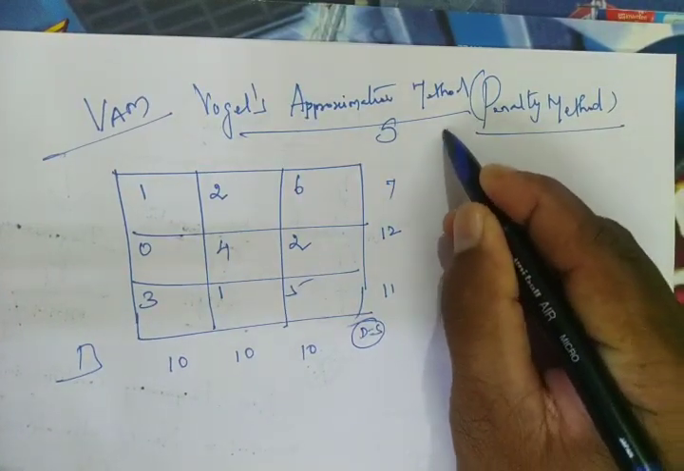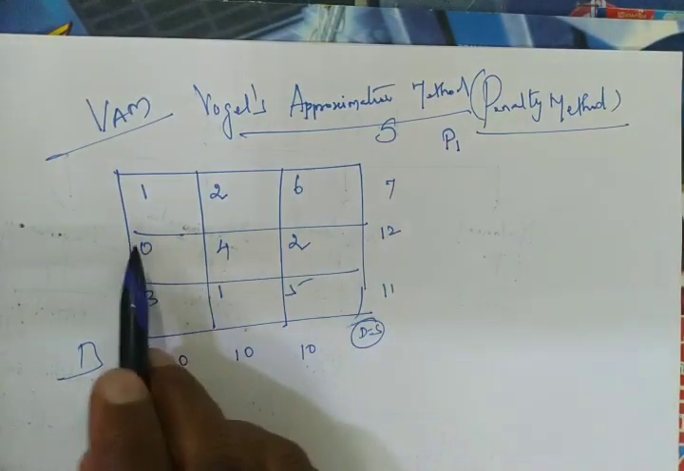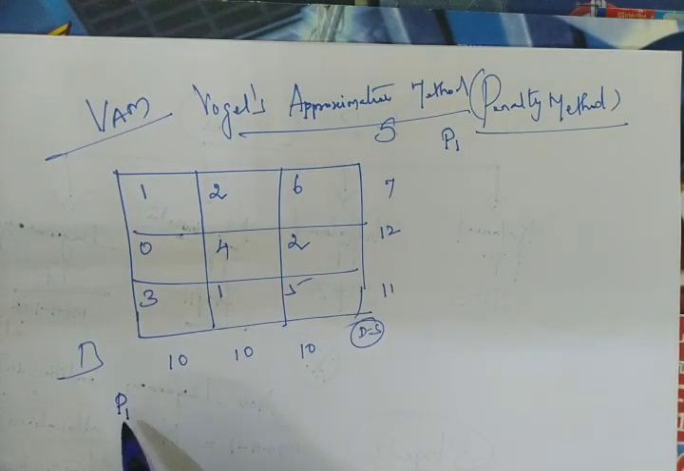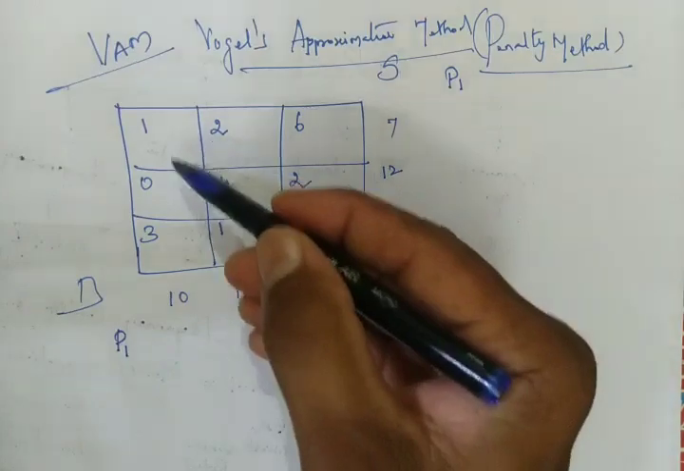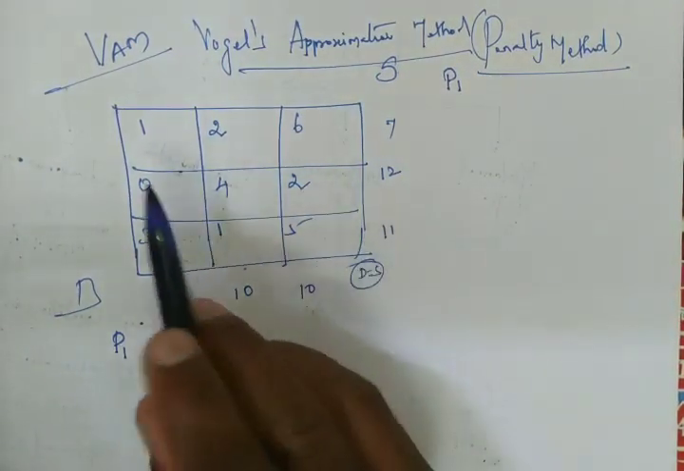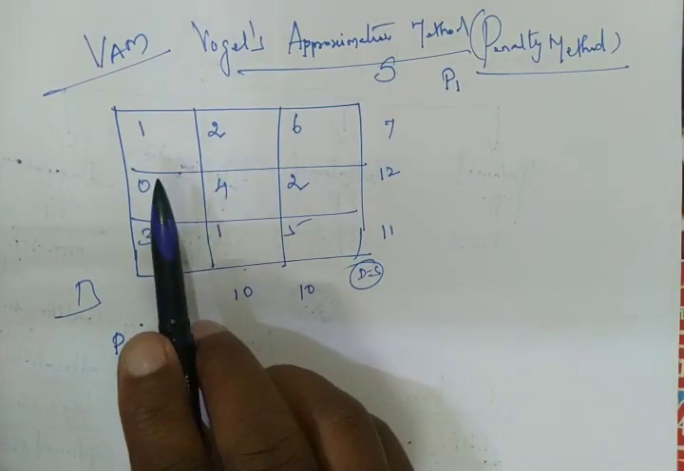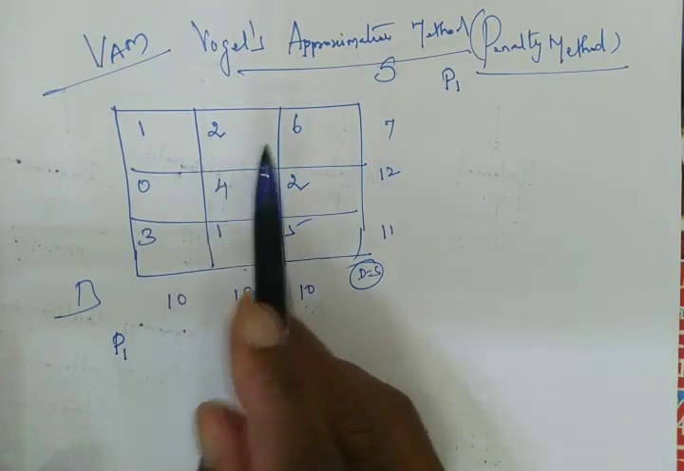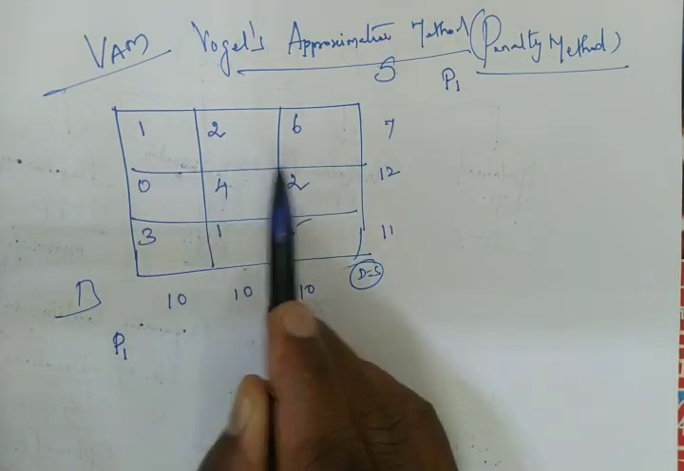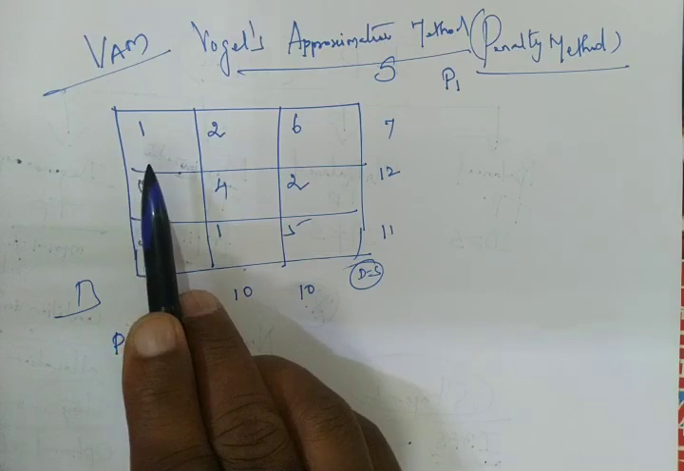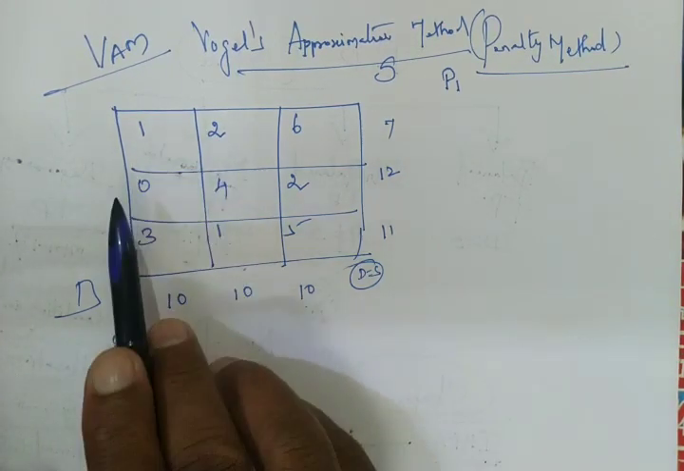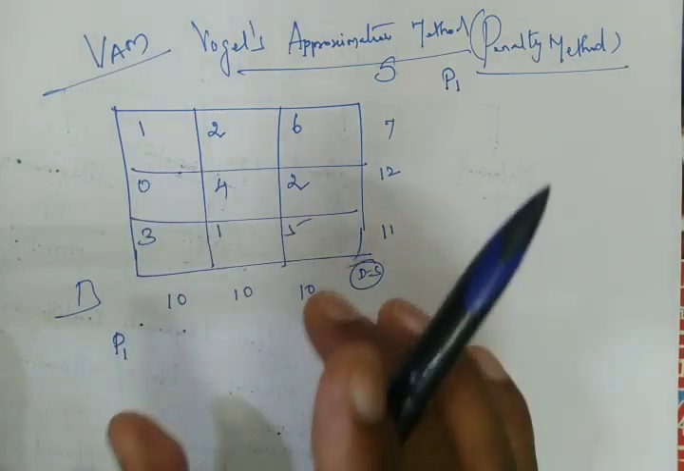Here first you are going to find P1. This P1 represents the row wise penalty. Here, if you put it at the bottom, this P1 represents the column wise penalty. So first you should know what a penalty is. Penalty is the difference between the first minimum and the next minimum. You are going to find the difference. If you select the first row, what is the first minimum? 1. The second minimum is 2. You are going to find the difference, second minus first. You are going to find the two minimum values.